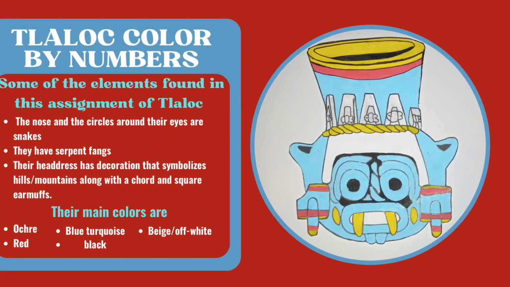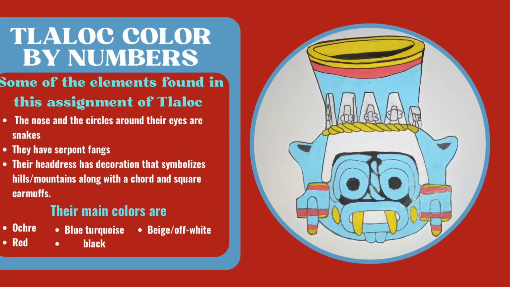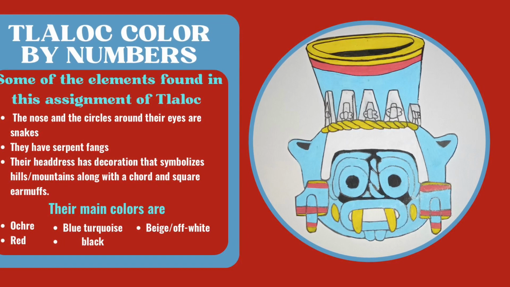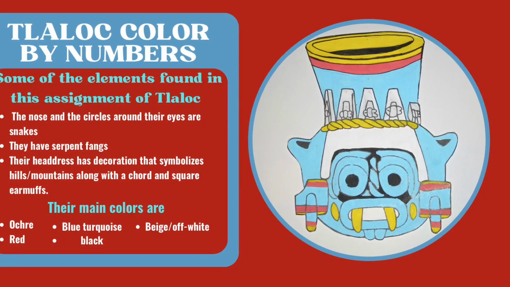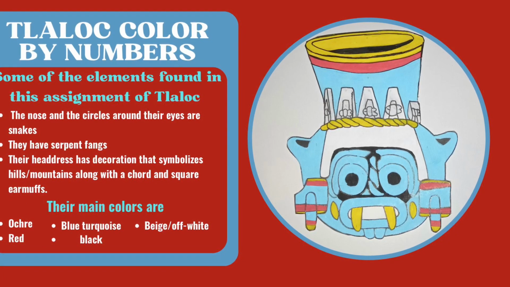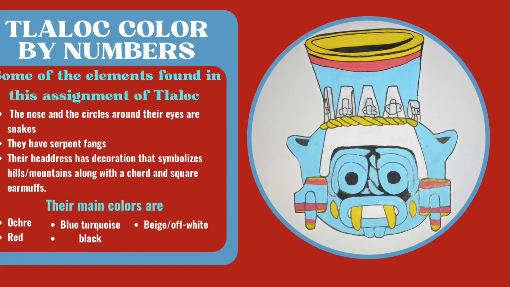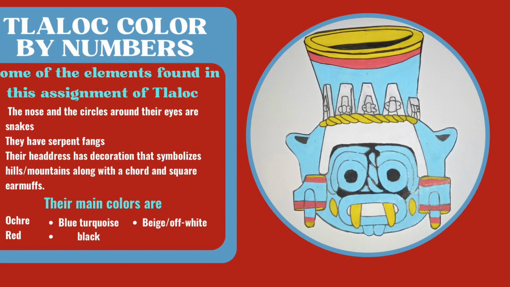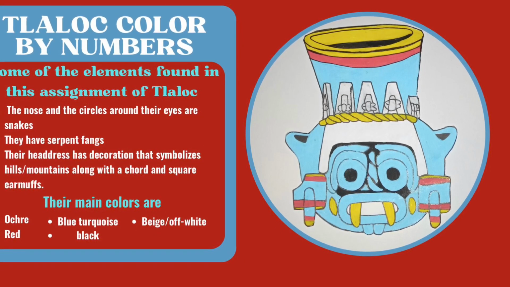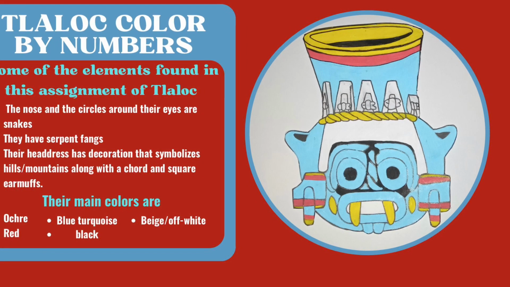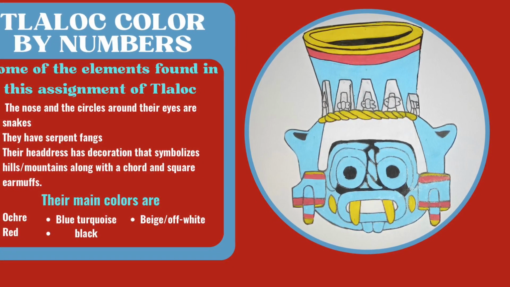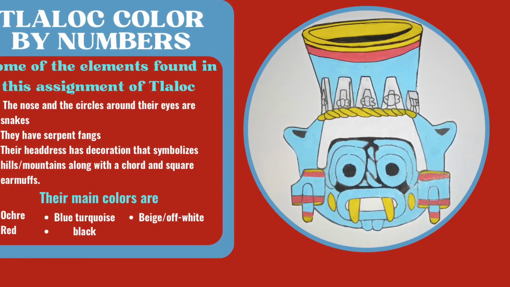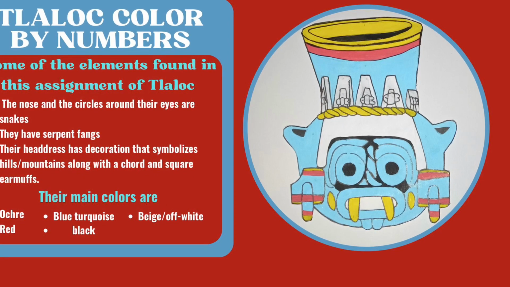Some of the elements that were found in this assignment were the nose and circles around the eyes, which are snakes. They're like goggles. There are the serpent teeth, and the headdress that he wears is decorated with symbols of hills and mountains, along with the cord and square earmuffs. His colors are orange, red, blue turquoise, off-white, and black. But the blue turquoise is often associated with him because of his association with water. And something special about Tlaloc is that we've always been able to tell him apart because his goggle eyes are so prominent in his design.